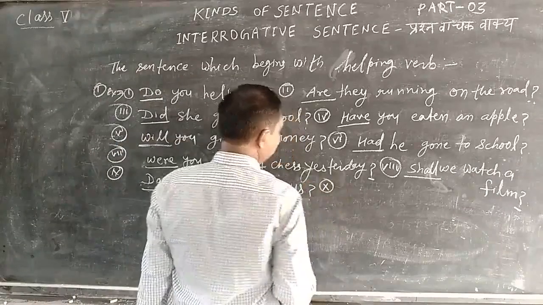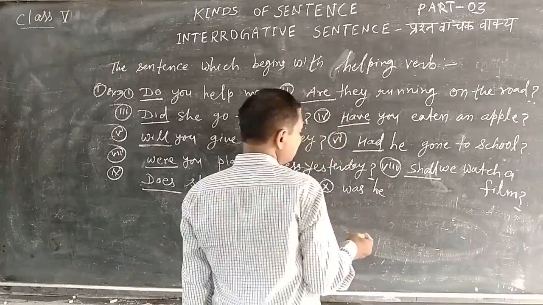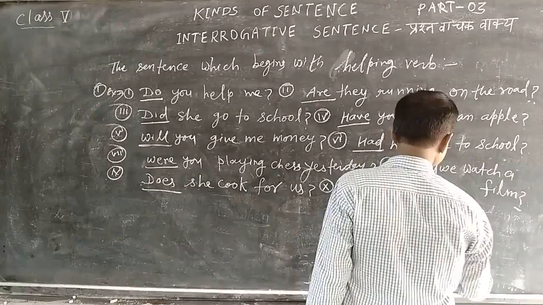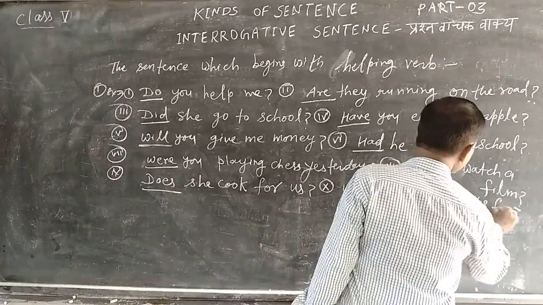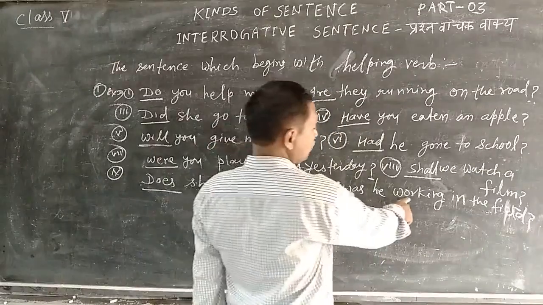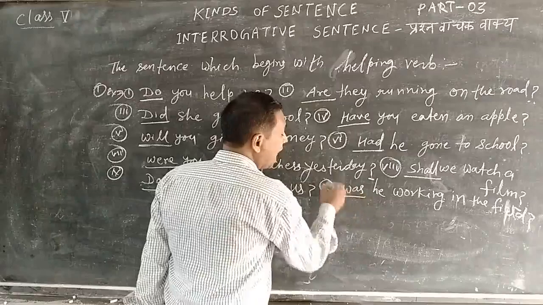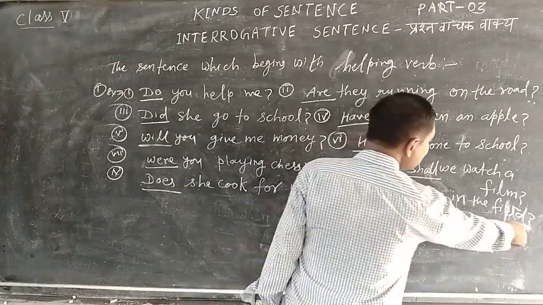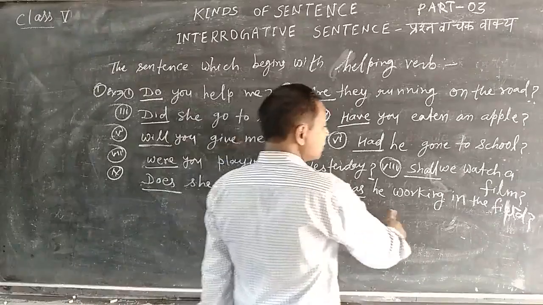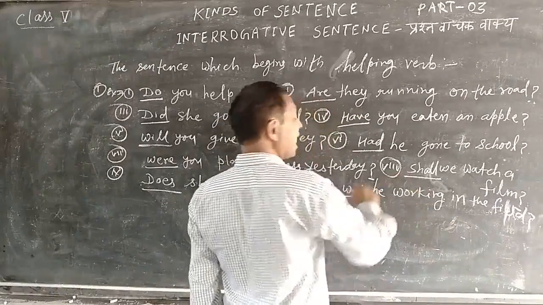In the tenth example, was he working in the field? Was he working in the field? This sentence also begins with helping verb was and ends with a question mark. And this sentence asks a question. Was he working in the field?